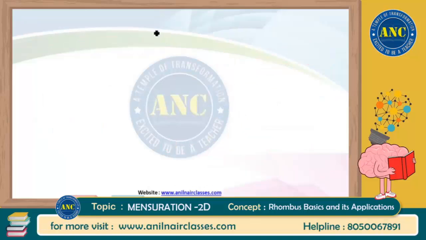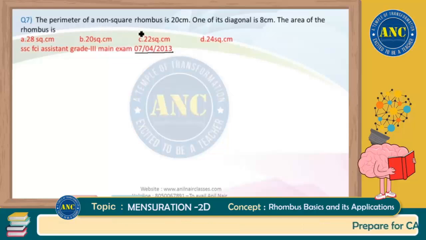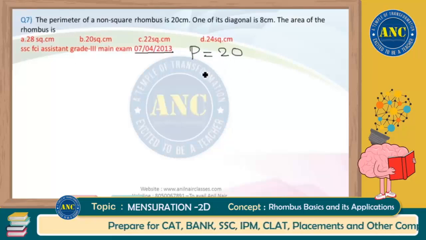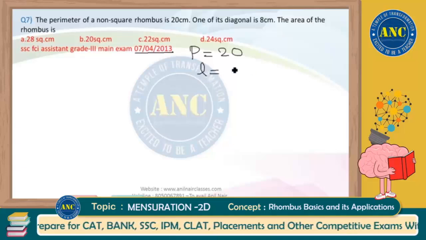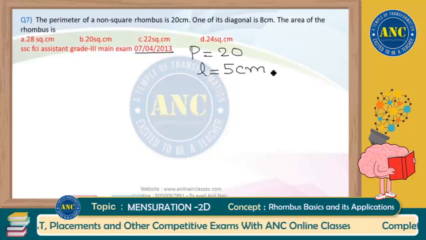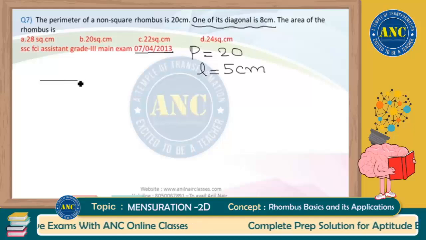Now see the next question. Very much similar to my previous question for your better understanding. Original examination question in 2013. Perimeter of a non-square rhombus is 20. If the perimeter is 20, I can easily say that every side is 20 divided by 4 sides. It is 5 centimeter. All the sides are 5 centimeter. One of its diagonal is 8 centimeter.